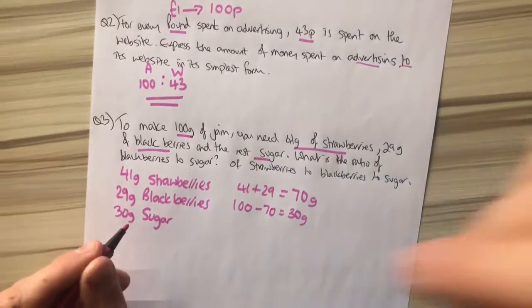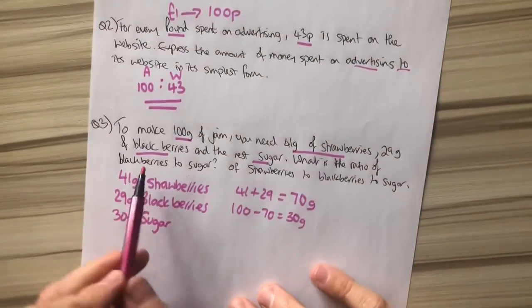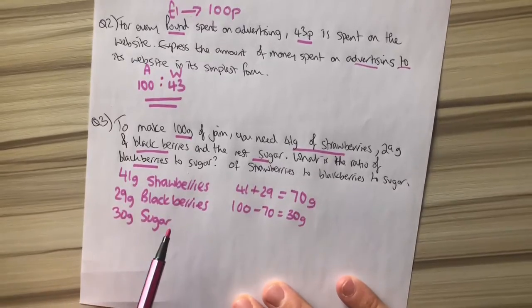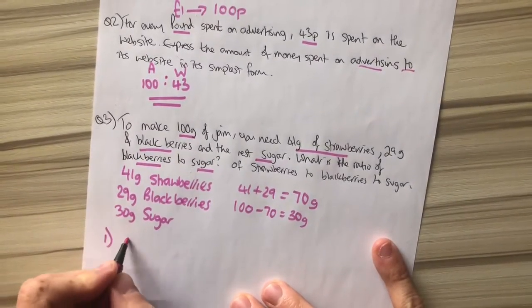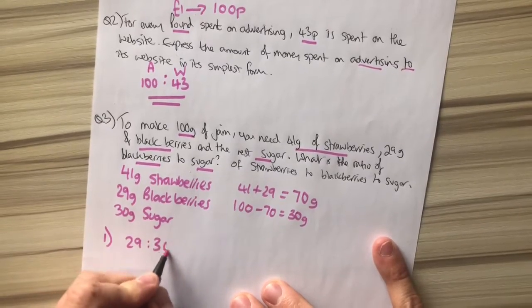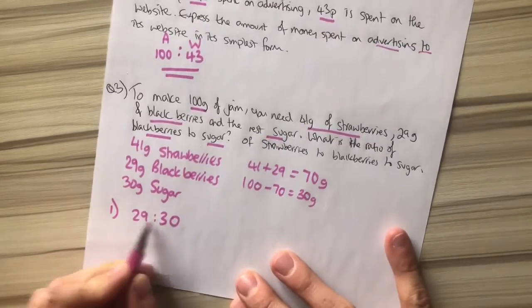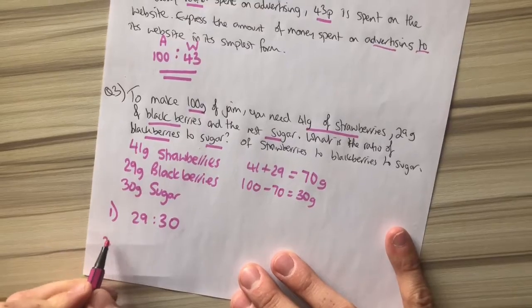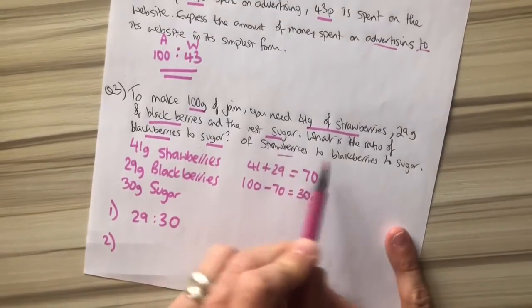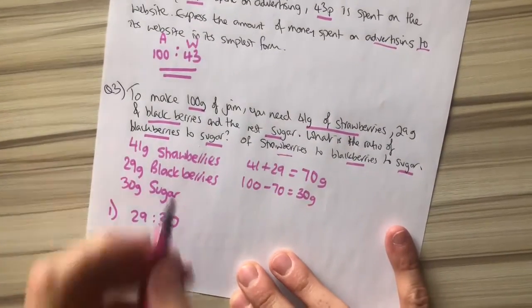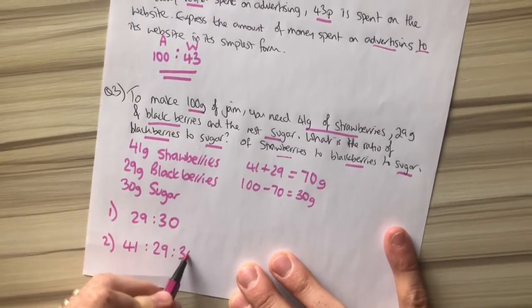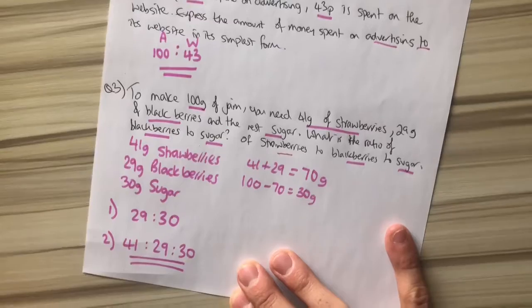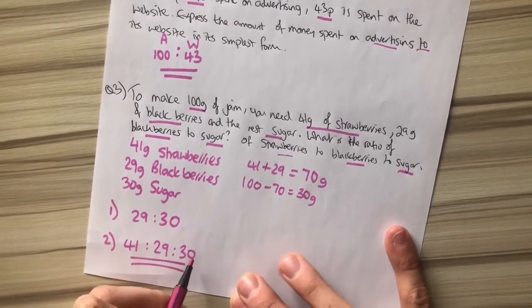Now you've got to do the ratio of blackberries to sugar. So the first part is blackberries, which is 29, to sugar, which is 30. Can't cancel it down, nothing goes in. 2. Strawberries to blackberries to sugar. So strawberries is 41, blackberries is 29, sugar is 30. Again, nothing goes in, so you can't simplify it down.